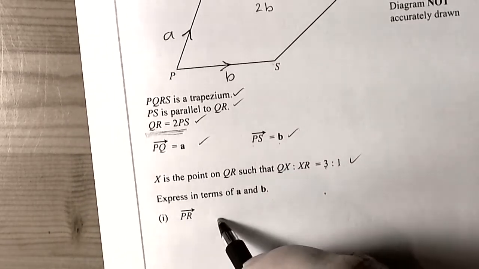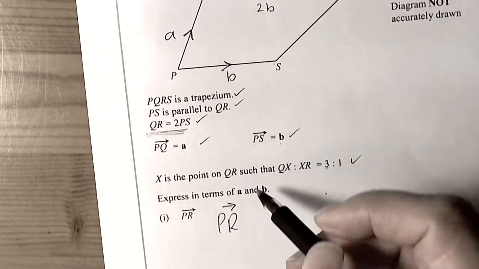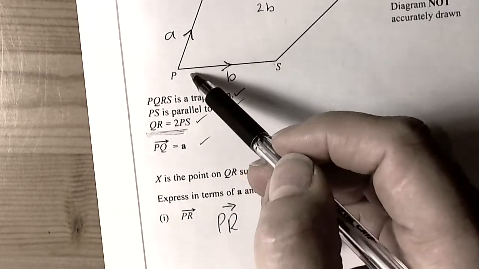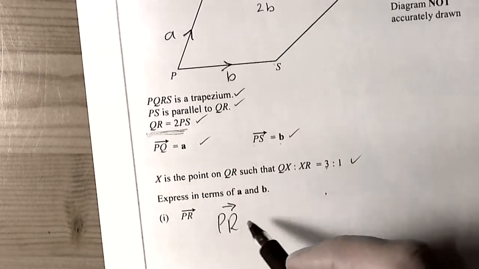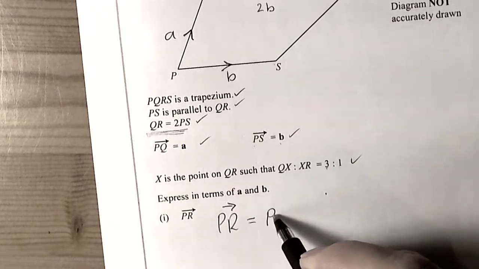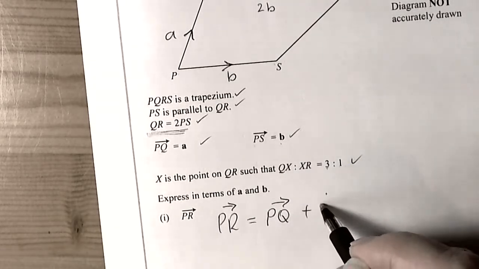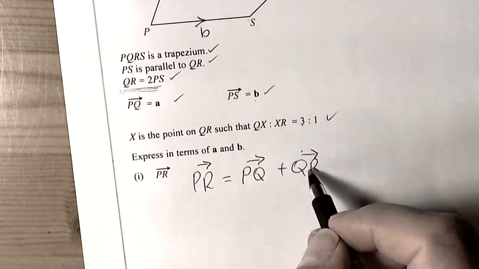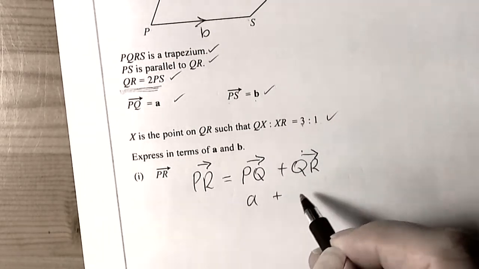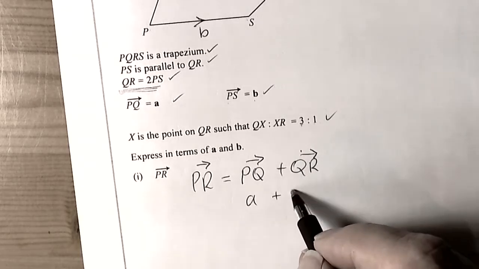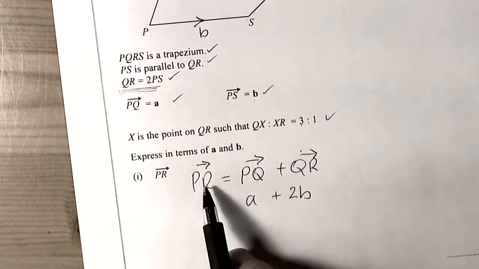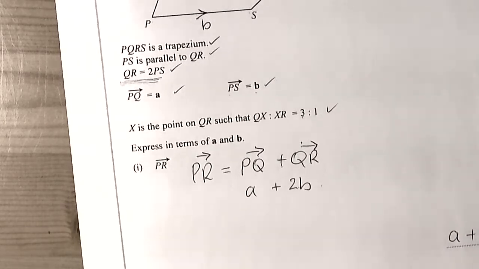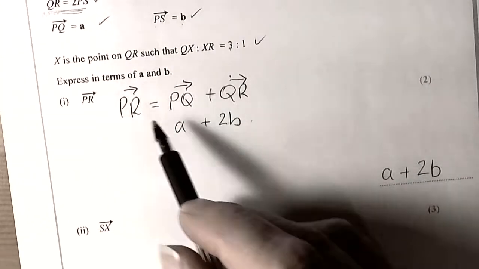So from P to R, we look for a journey we could take with known things. Well, no good going along here because I don't know anything about that vector there. So I can go there and I can go there. So PR must equal the journey from P to Q plus Q to R. So write down the vectors of the journeys and then add them together. So we've got P to Q, which was A, and Q to R, we've worked out, was 2B. So the journey PR is A plus 2B. So here we'd be writing A plus 2B. That would be the answer for the first bit.